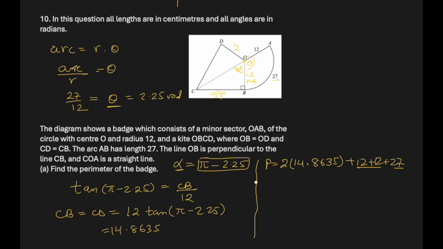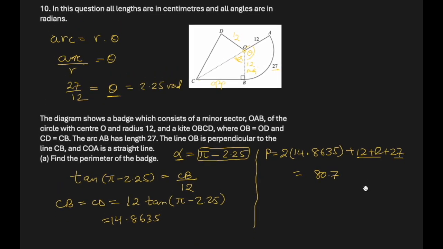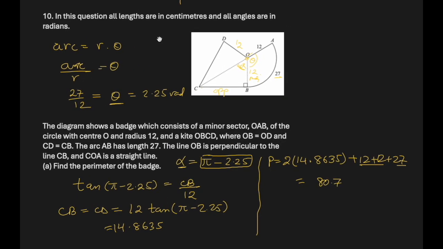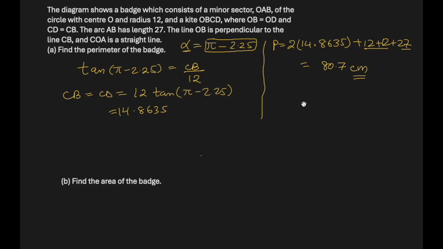It comes out to be 80.727. So I can write 80.7 is the perimeter. What next? I have to write the unit also, in centimeters, right? So we can write this as centimeter. Okay. Find the area of the badge.